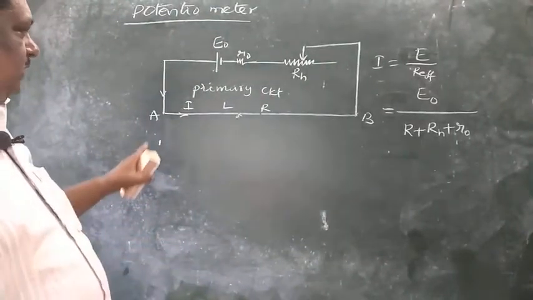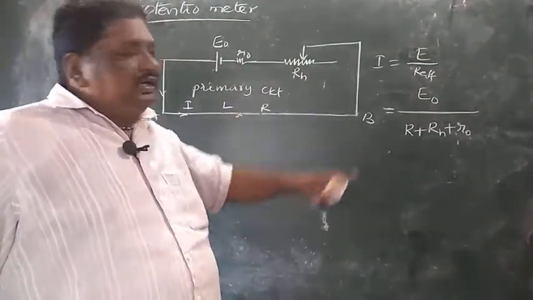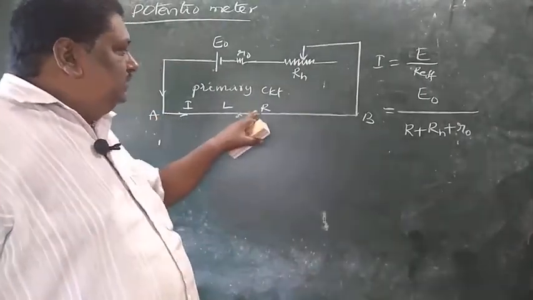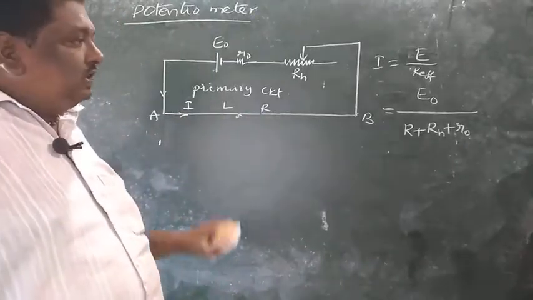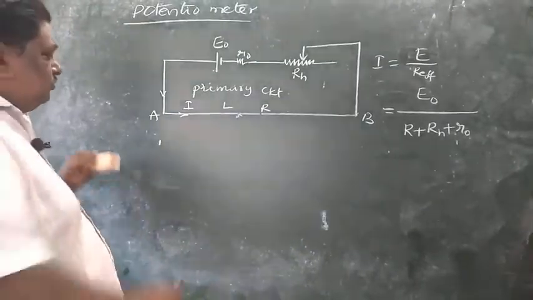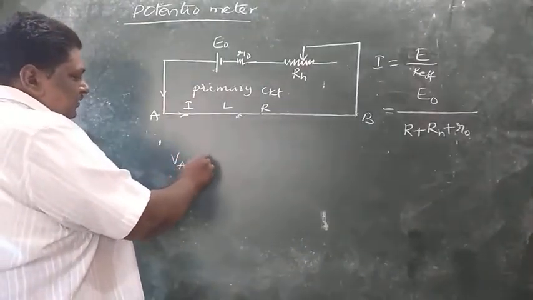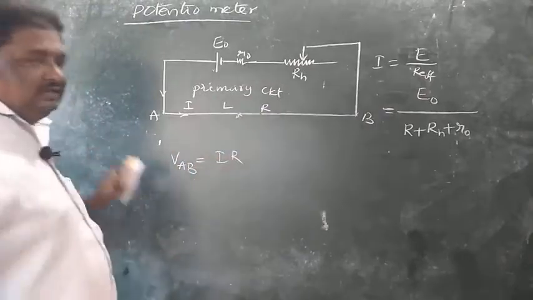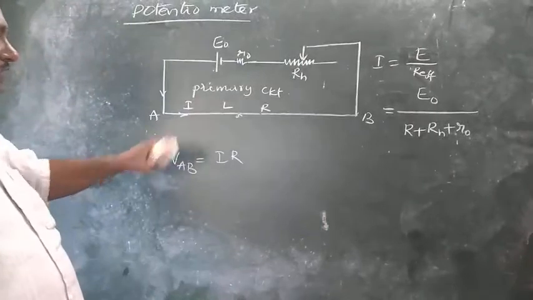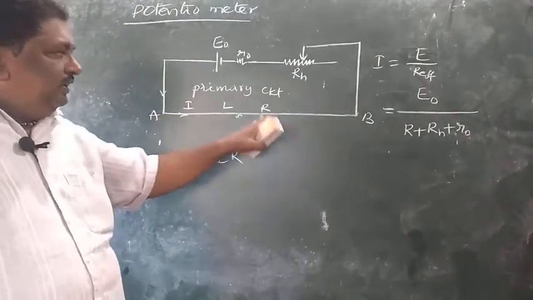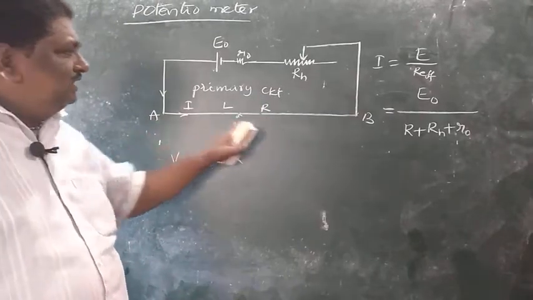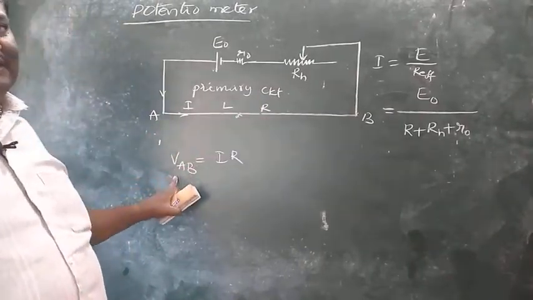In the AB wire, length L is present. Through it some current is passing, and it has some resistance. That means some voltage is lost across the AB wire. So the voltage across the AB wire is equal to its current into resistance. Across the AB wire, this voltage lost equals the current in this wire into its resistance. So in length L this much voltage is lost.